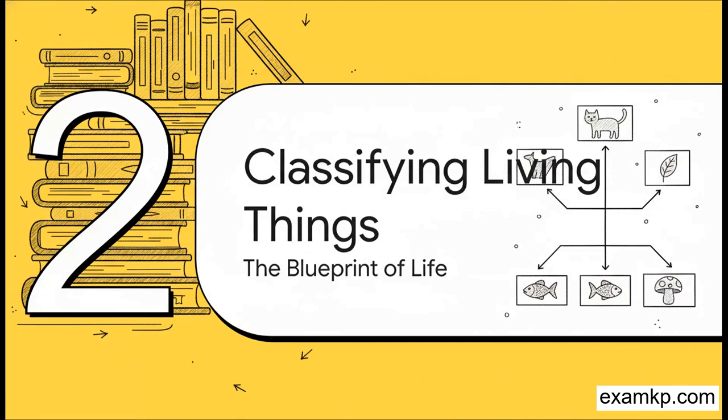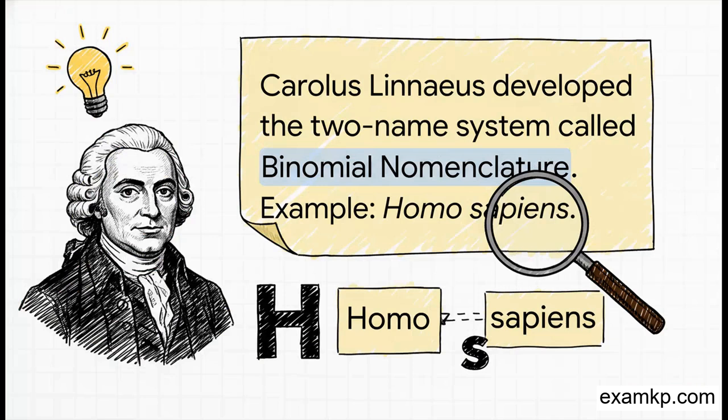The hero of this whole story is a scientist named Carolus Linnaeus. He developed this simple but absolutely brilliant two-name system we still use, called binomial nomenclature. For us, it's Homo sapiens. Just notice the two simple rules. The first name, the genus, starts with a capital letter. The second name, the species, starts with a small letter. Examiners love to test you on that tiny detail.